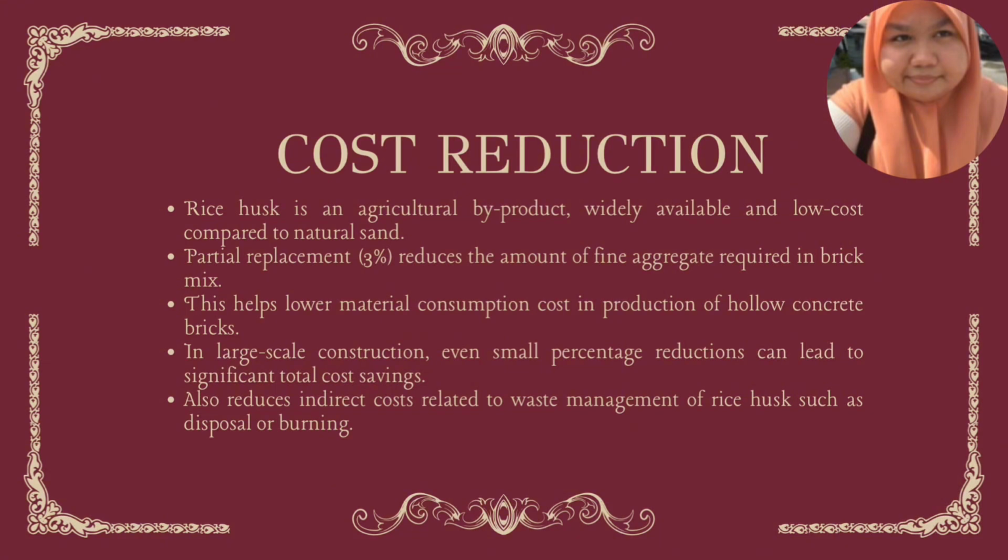One of the advantages of this project implementation is that rice husk is an agricultural waste material, so it is much cheaper compared to natural sand. Even though we only replace 3% of fine aggregate in this project, it still reduces the total amount of sand required in the mix. This means lower material consumption and potential cost saving. If this is applied in large-scale brick production, the cost reduction can become more significant. It also helps reduce waste disposal costs because rice husk is reused instead of being burned or thrown away.